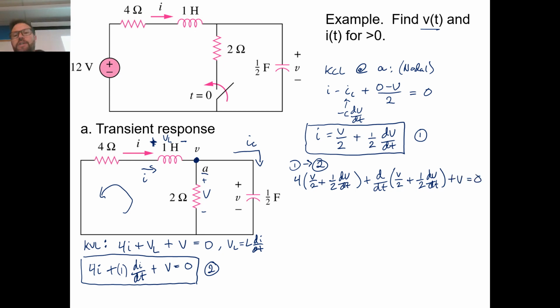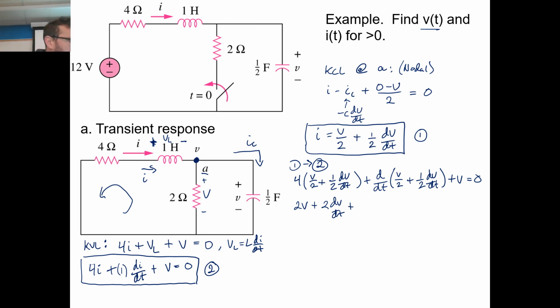Now we've got an equation, and we have some work to do, but at least everything is in terms of one variable, voltage in this case. So we're tracking down a path leading toward being able to solve for voltage. Then 4 over 2 gives us a 2V, and 4 over 2 again gives us a 2 dV dt.